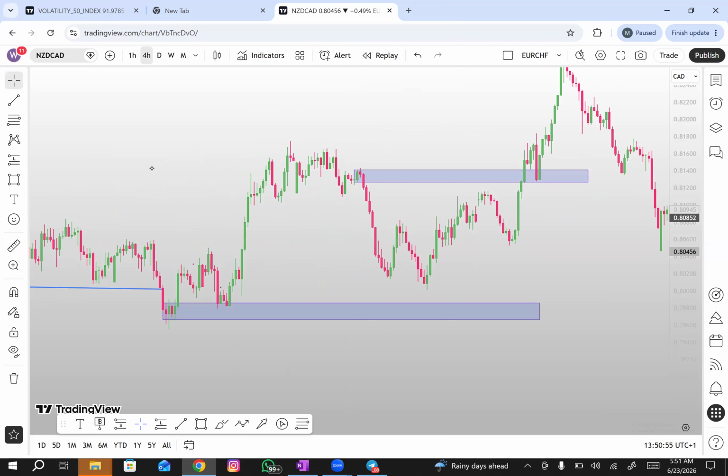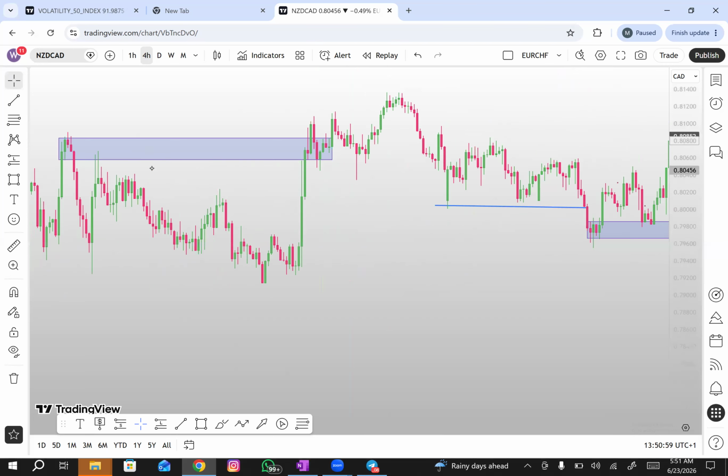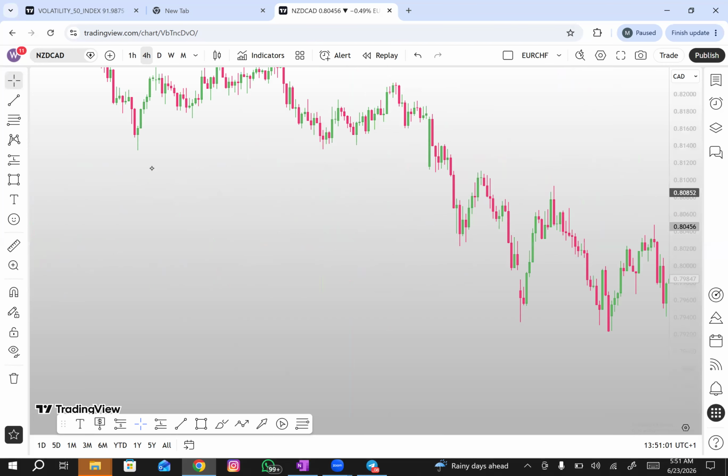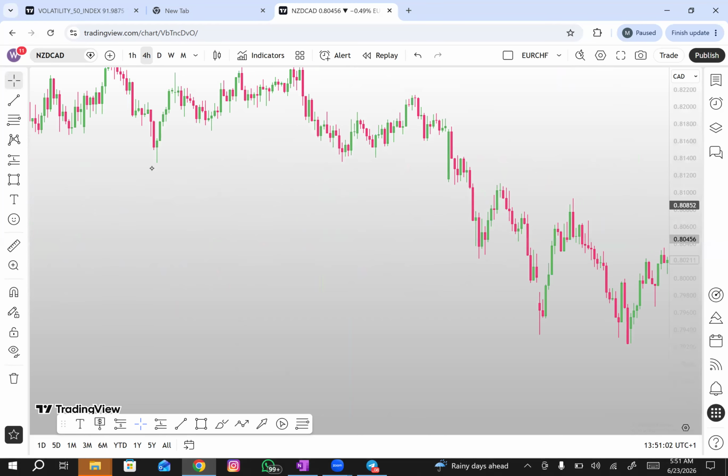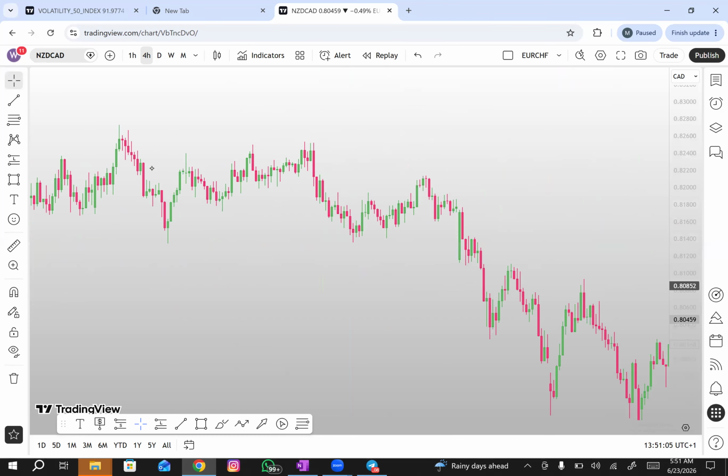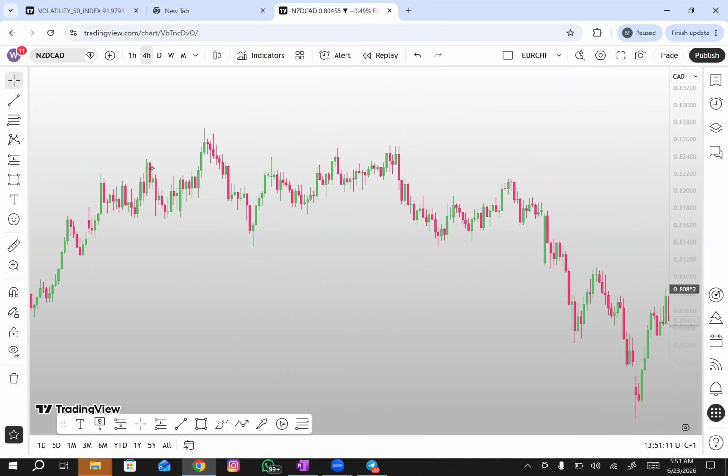That is an order block. All right, that is an order block. So the rule is that price will always come into an order block because of orders. It's an area where there are large orders that price will always come to.